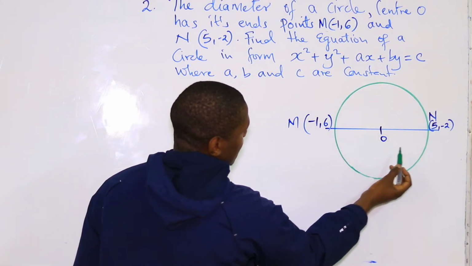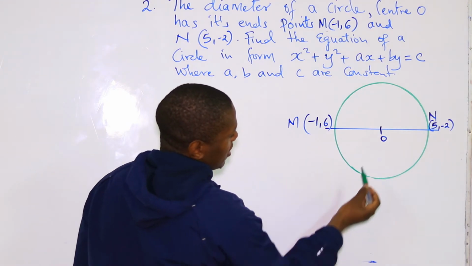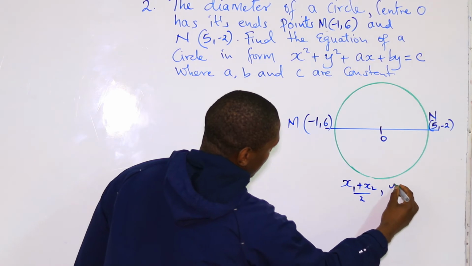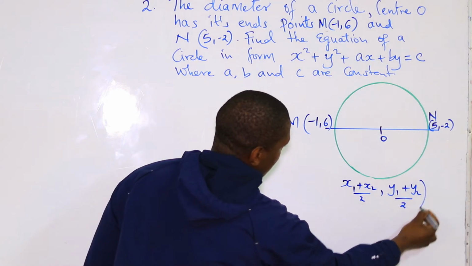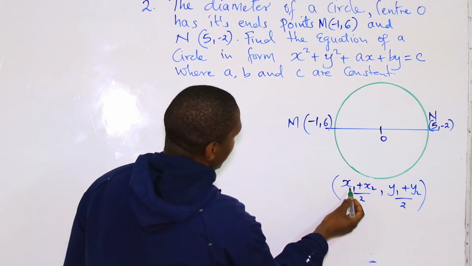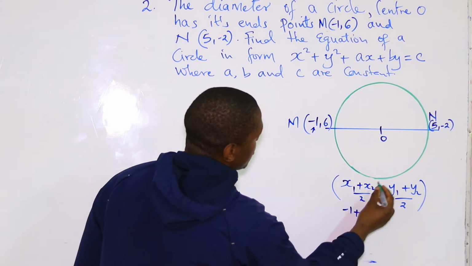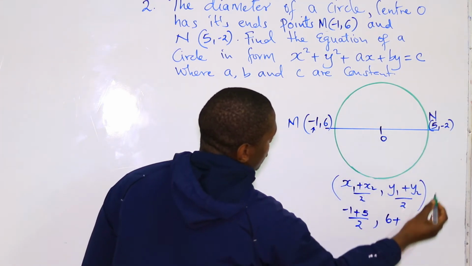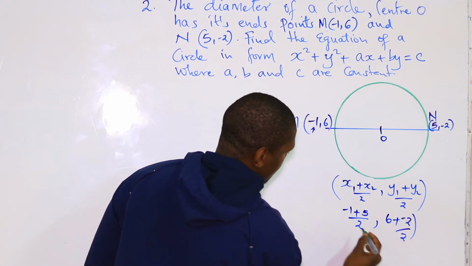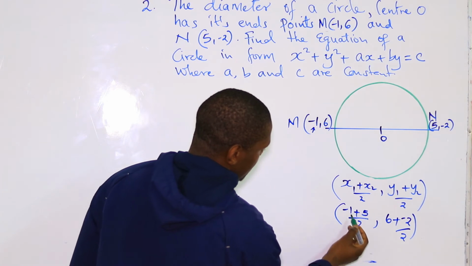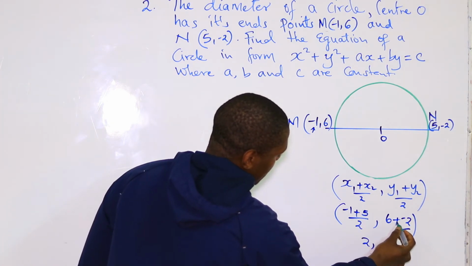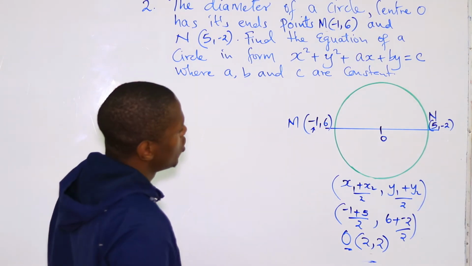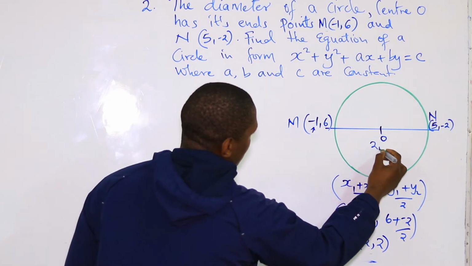When you're given the diameter, to get the center of this circle, we use the formula (x1 plus x2) divided by 2, (y1 plus y2) divided by 2. Our x1 is negative 1, added to x2 which is 5, divided by 2. Then y1 is 6, added to y2 which is negative 2, divided by 2. When you solve this, 5 minus 1 is 4, divided by 2 gives 2. 6 plus negative 2 is 4, divided by 2 gives 2. So our center O is (2, 2).